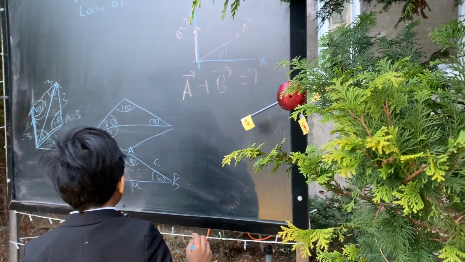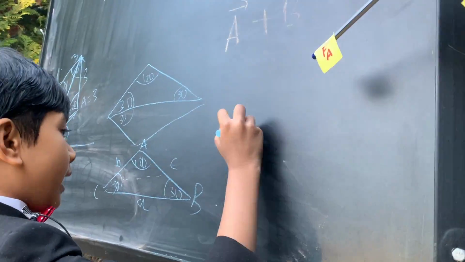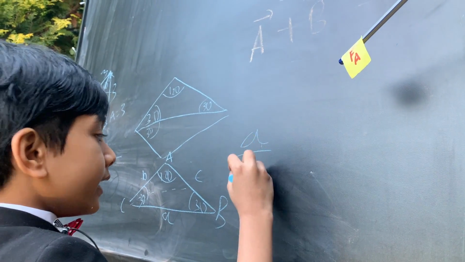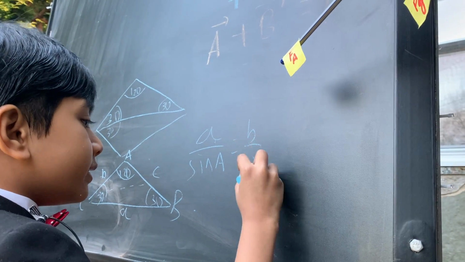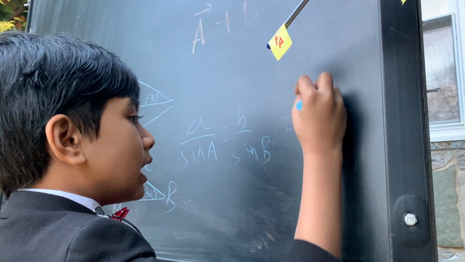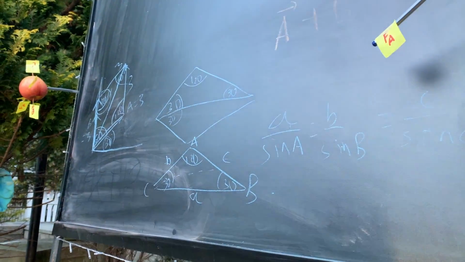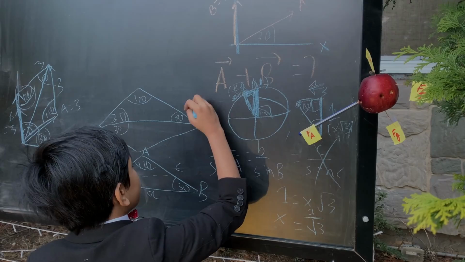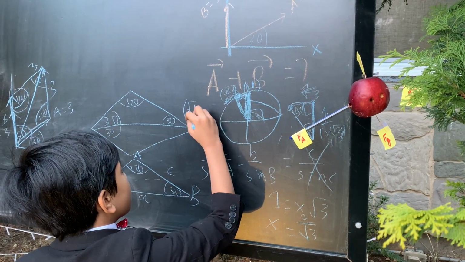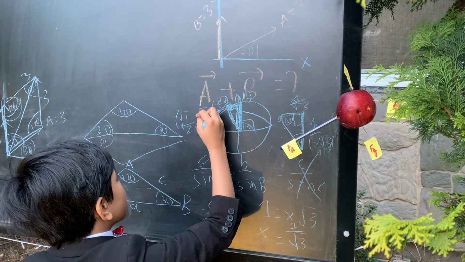Now, let's find A. How can we find it? Well, according to the law of sine, A over sine A equals B over sine B equals C over sine C. B over sine B and C over sine C are the same, so we don't really care. I'll just pick out B over sine B because I'm lazy. Root 1 over 2, comma, root 3 over 2.